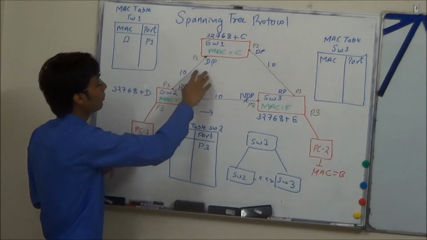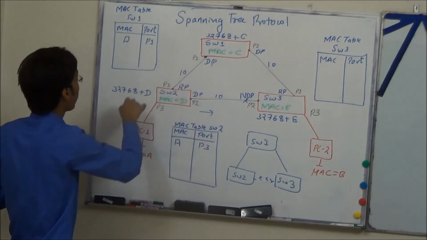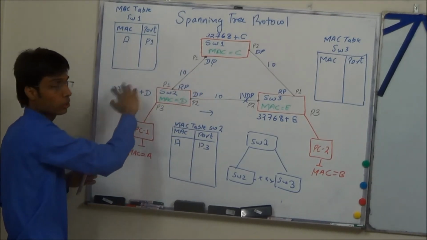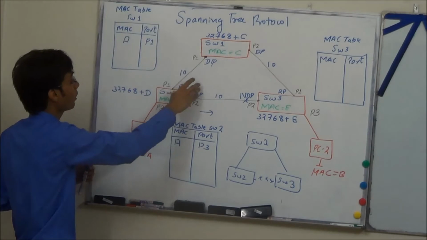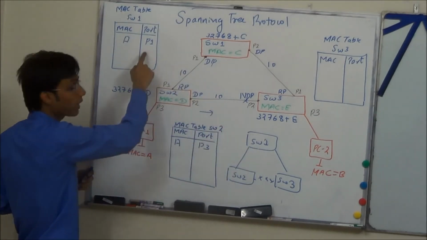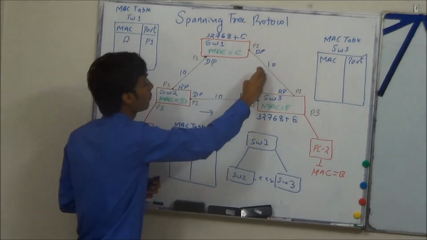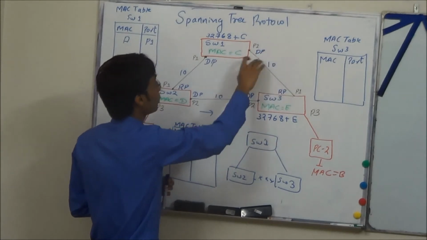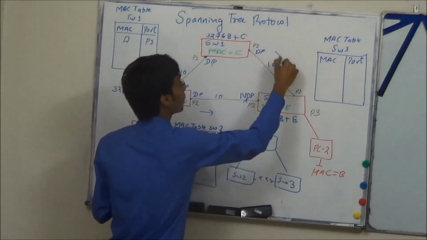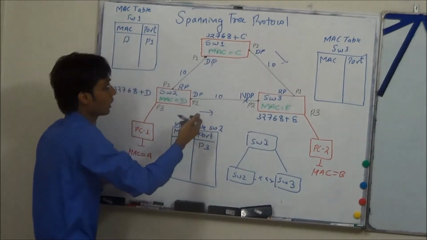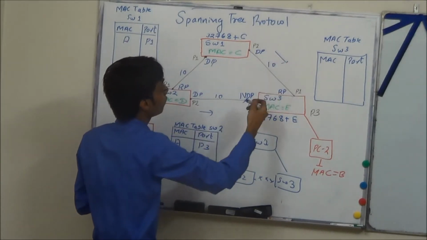Switch 1 will again receive it and learn MAC address A at port P1, no problem. Again there is no entry for destination MAC address B in its MAC table, so switch 1 will also flood. Switch 1 will flood this way because it is the only active path. It cannot flood it back, no chance. So this way it will flood.